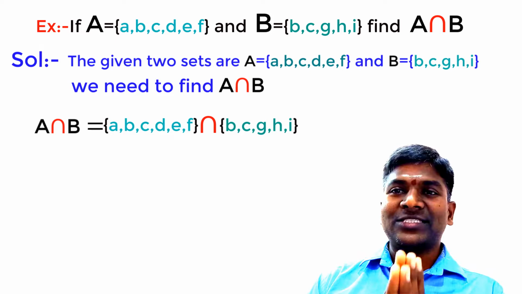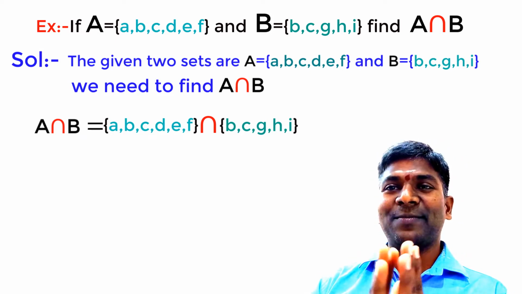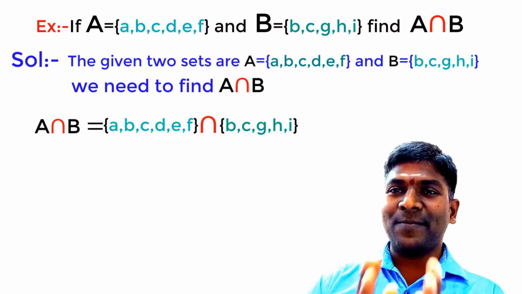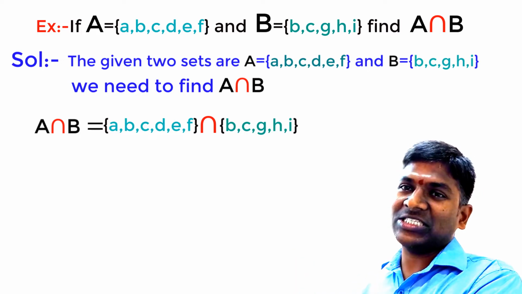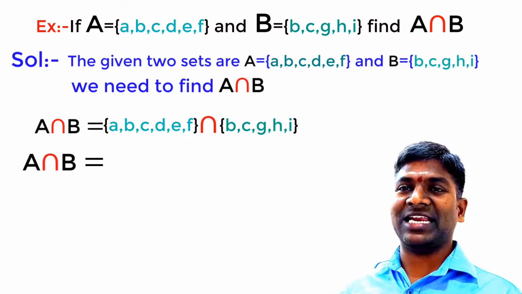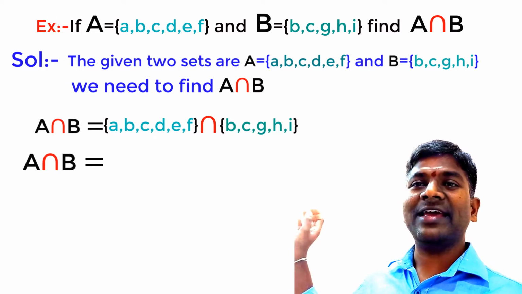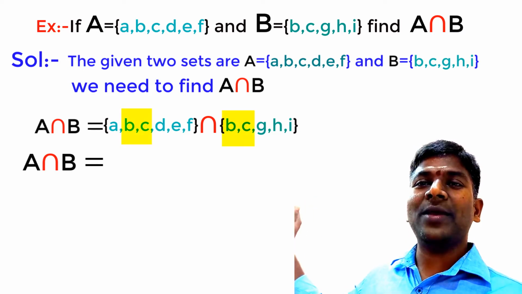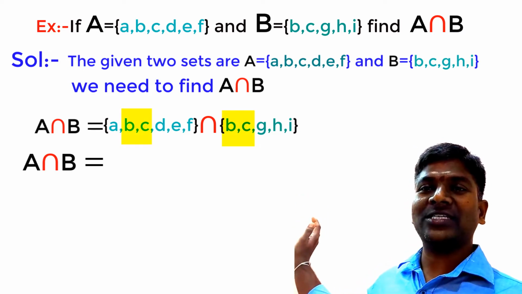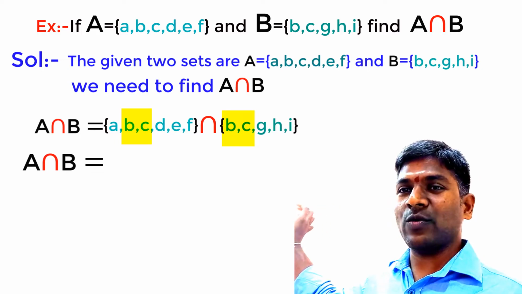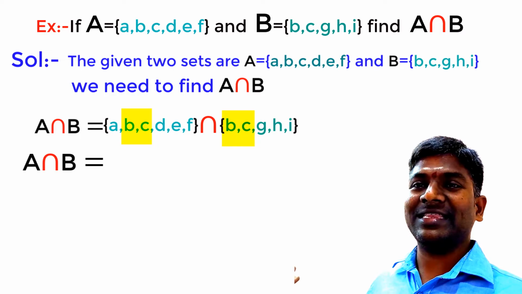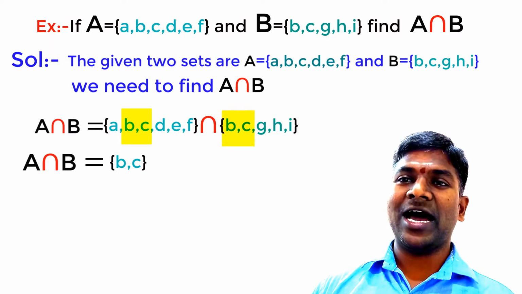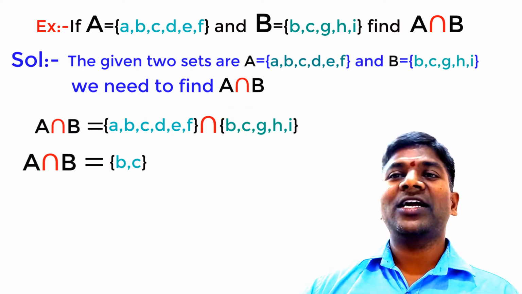The elements of intersection of A and B consist of the common elements. Common elements of A and B can be taken in A intersection B. See children, you can observe very easily. What are the common elements you can find in set A and set B? Very good. As shown on the screen, B and C are the common elements of set A and set B. So we write those common elements in this A intersection B. This is the representation of A intersection B of two sets.